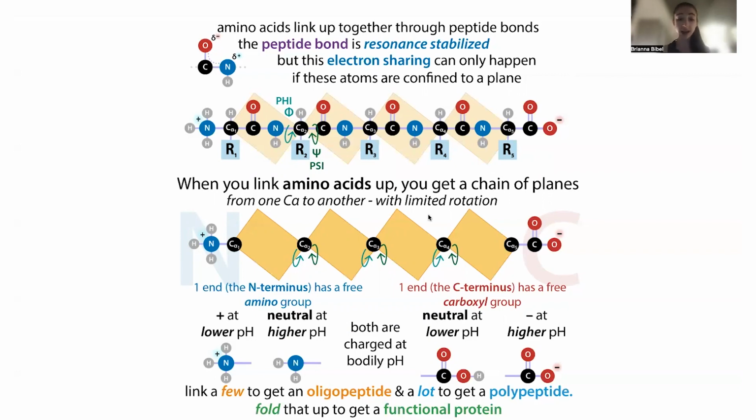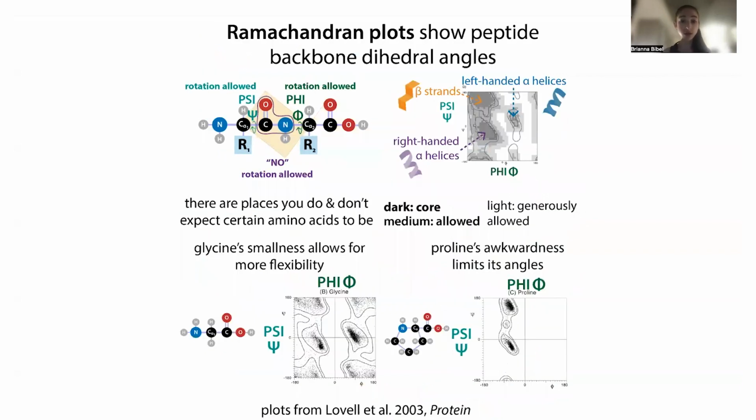So there are distinct angles that these amino acids' backbone can take, and those backbone angles are going to be further restricted by the characteristics of the amino acid side chain. If you have something really small and flexible, like glycine, which only has a hydrogen as its side chain, you're going to have a lot of flexibility. You're going to be really loosey-goosey.